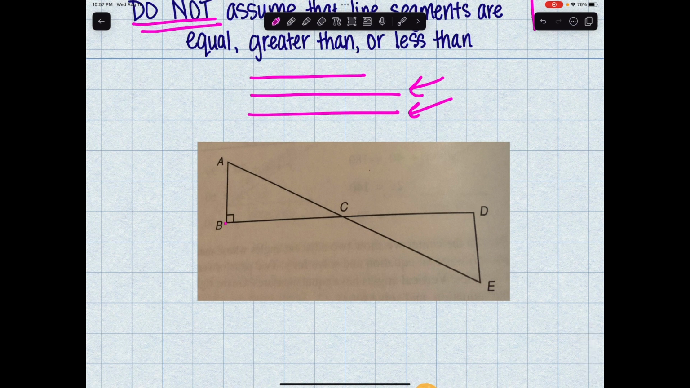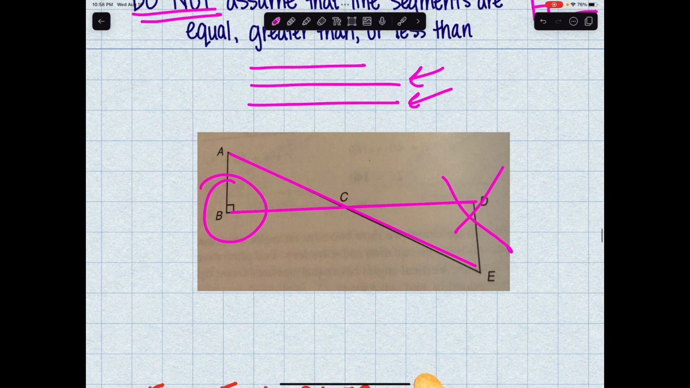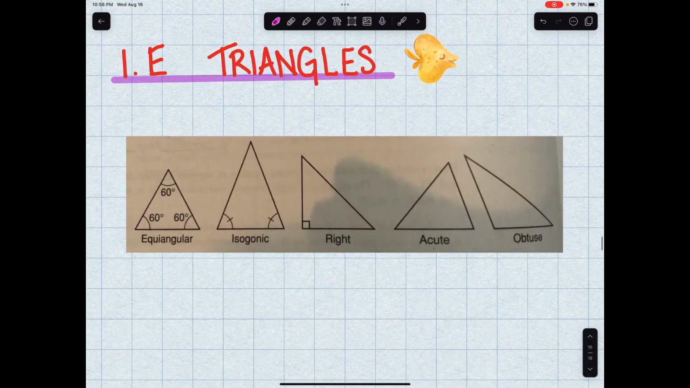For example, is BD longer than this? You can't assume that. You would have to figure that out mathematically. But you can say that this line is straight. You can say that these lines are straight. But you cannot say that this is a right angle. It might look like one, but it's not. You will only be able to assume that if they put that little square there. Okay? Those are the things you can assume and not assume.